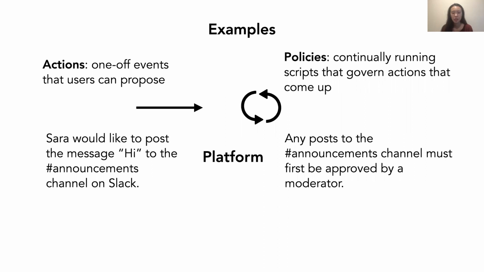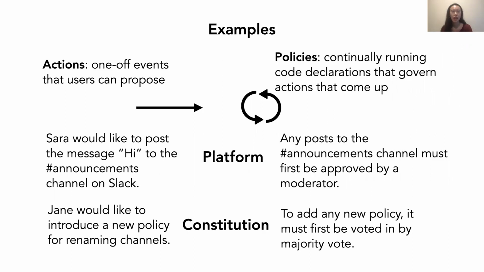So here are some examples. We've mentioned actions as these one-off events that users can propose, and we've also mentioned policies, or these long-running scripts that are checking actions as they come up. An example of a platform action would be, Sarah would like to post the message hi to the announcements channel on Slack. A platform policy governing that action would be, any post to the announcements channel must first be approved by a moderator. An example of a constitution action then would be, Jane would like to introduce a new policy for renaming channels. A constitution policy would be that to add any new policy, it first must be voted in by a majority vote.